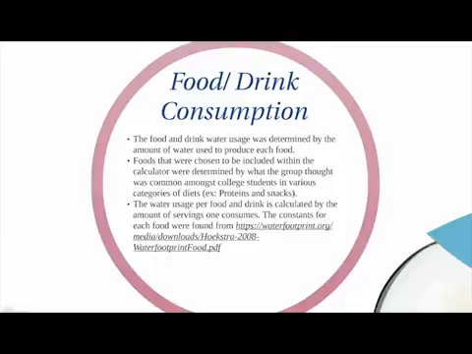Foods that were chosen to be included within the calculator were determined by what the group thought was common amongst college students in various categories of diets, for example, proteins, snacks, etc. The water usage per food and drink is calculated by the amount of servings one consumes. The constants for each food were found from this link.